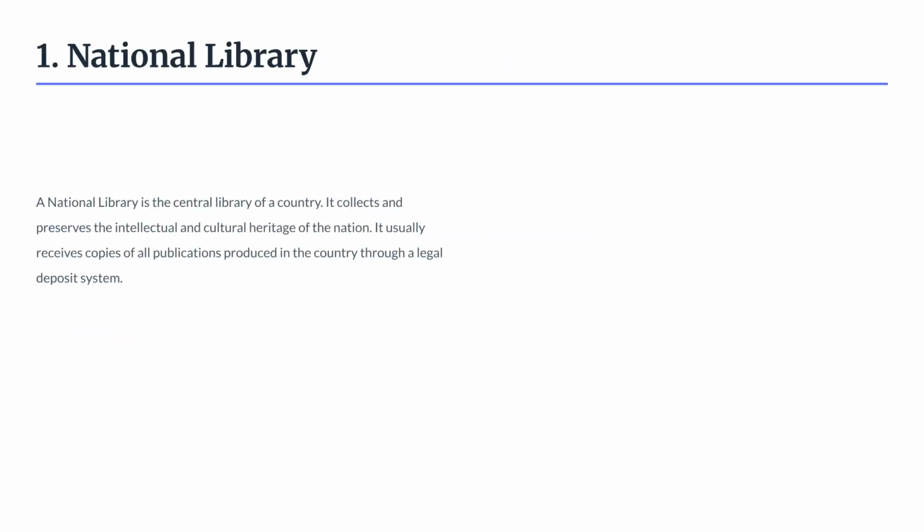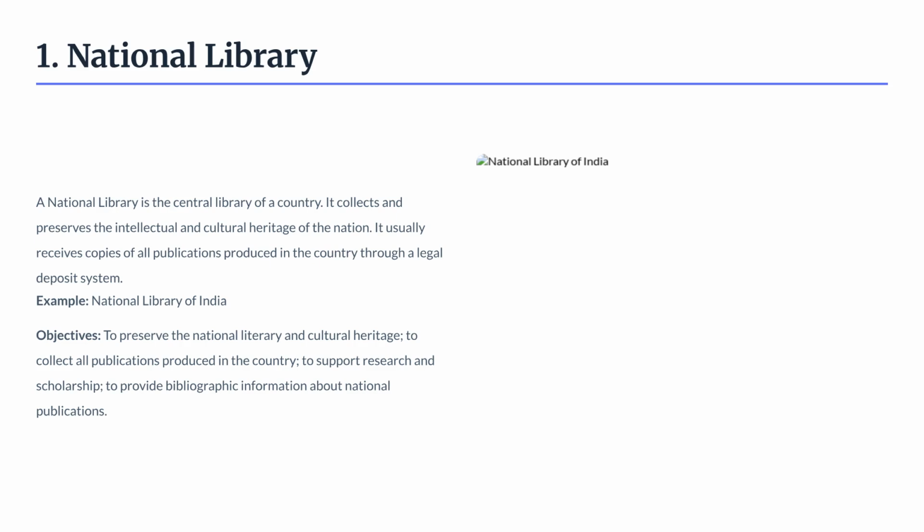A national library serves as the central library of a nation, primarily focusing on collecting, organizing, and preserving the intellectual and cultural heritage of the country. Funded by the government and exemplified by the National Library of India, it typically operates under a legal deposit system to acquire copies of all domestic publications. Its core objectives are to safeguard literary history, support advanced research, and generate national bibliographies.